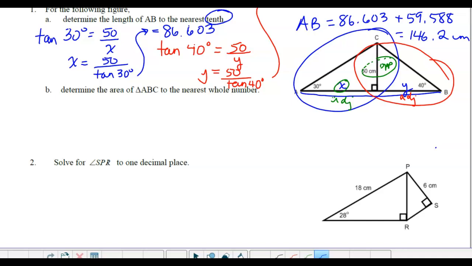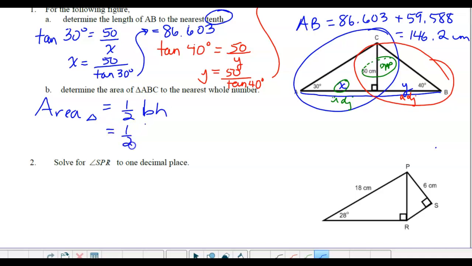All right, so next it says determine the area of triangle ABC to the nearest whole number. So, area of a triangle is 1/2 base times height, or base times height divided by 2. We expect you to remember that.